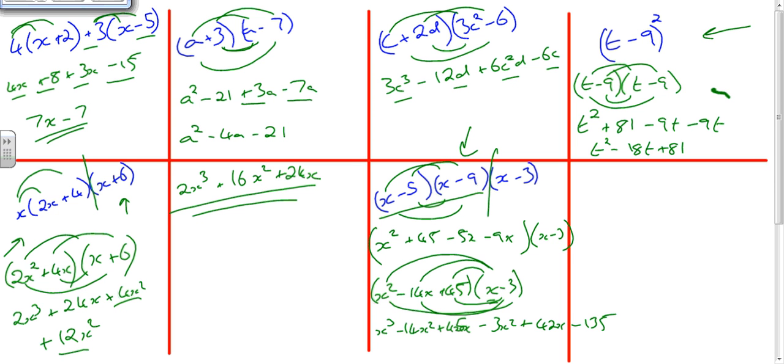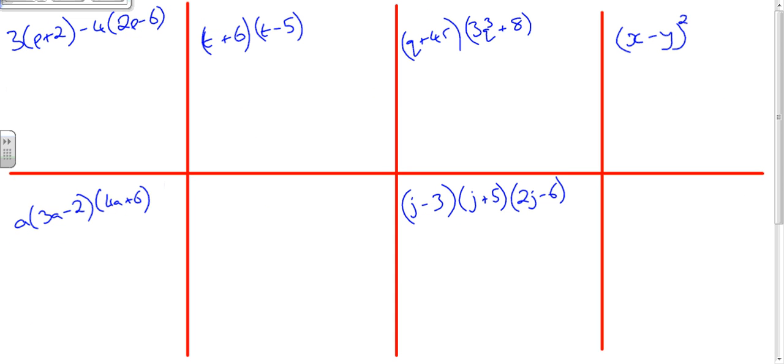There's no other x cubed, so it's just a simple x cubed. You've got minus 14x squared minus 3x squared, so that's going to be minus 17x squared. 45x plus 42x is going to be plus 87x, and then you've got that minus 135 on the end. So that's the kind of expansion brackets that you expect to see in the first part of A level.